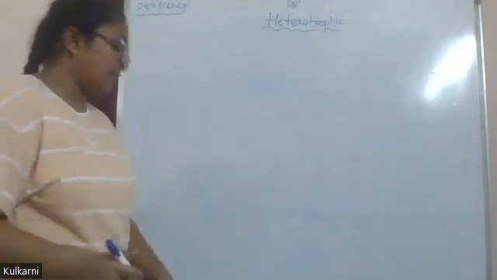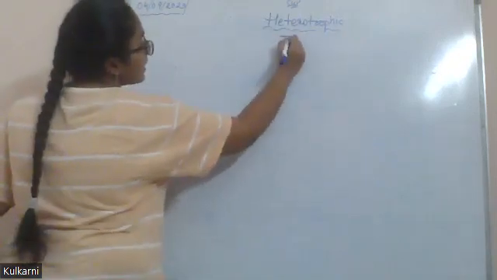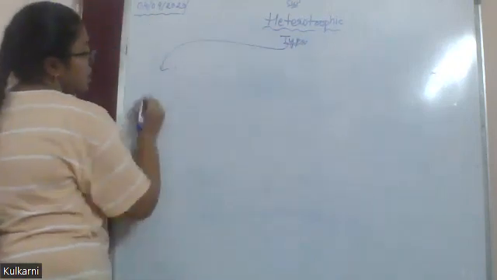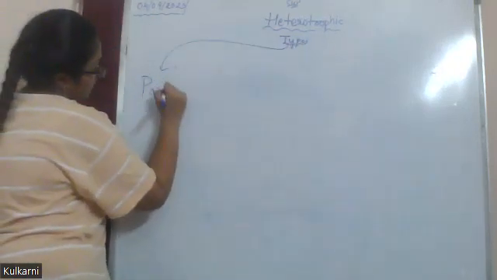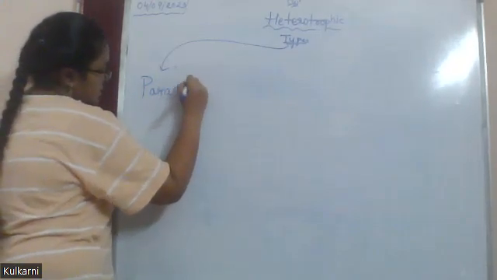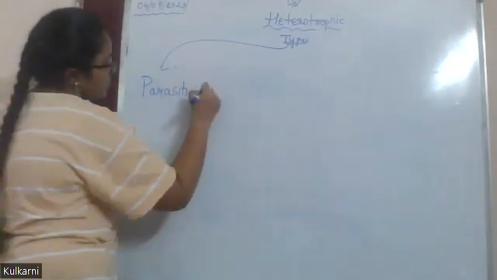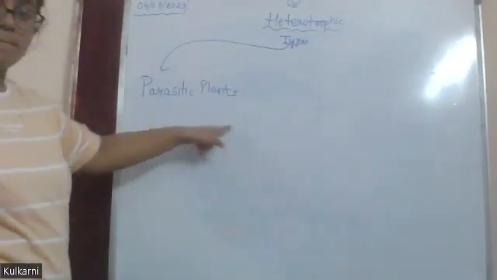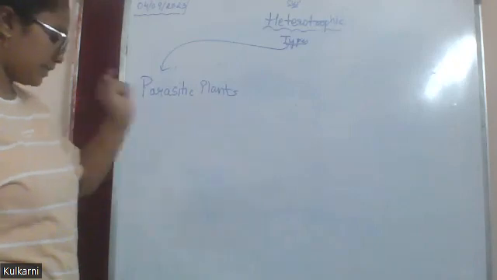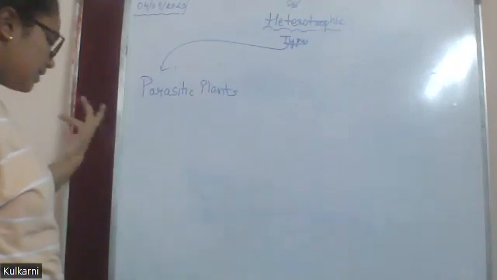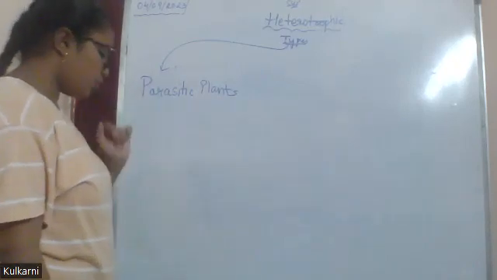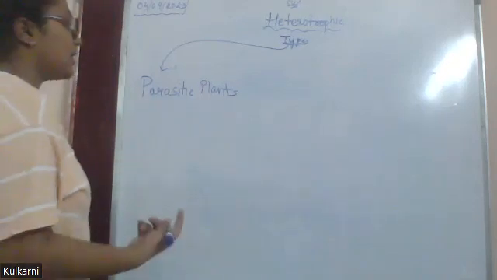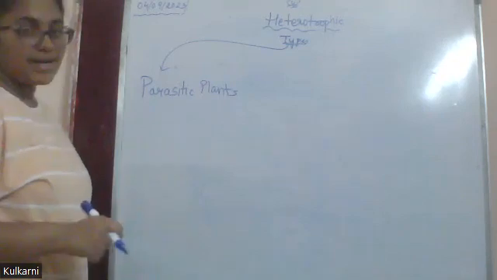Now coming to the first type. First is parasitic plants. Now, some plants use modified roots which help them to get nutrients from another plant. Such plants are called parasites.